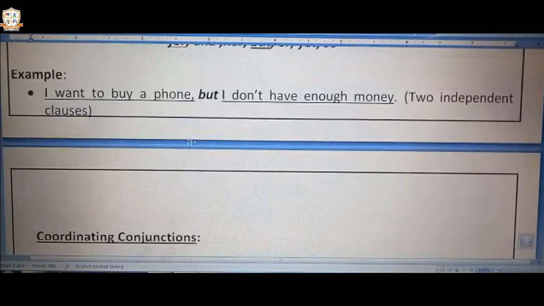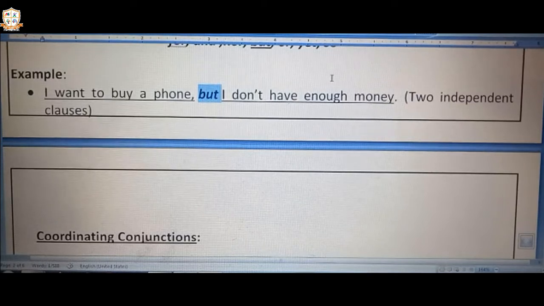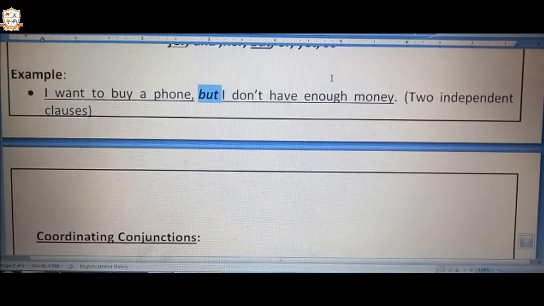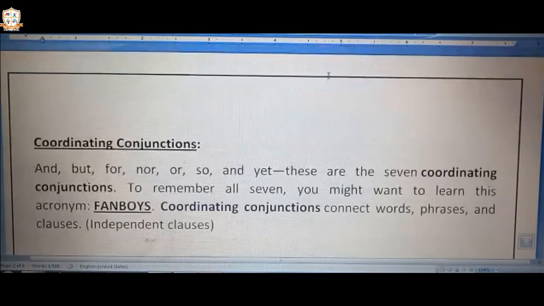So see, there are two independent clauses in this sentence, and but is the coordinating conjunction that you have used to relate these two complete meaningful clauses. Okay, I want to buy a phone. Yes, it has its complete meaning. Again, I don't have enough money, but using this but, you have related it.